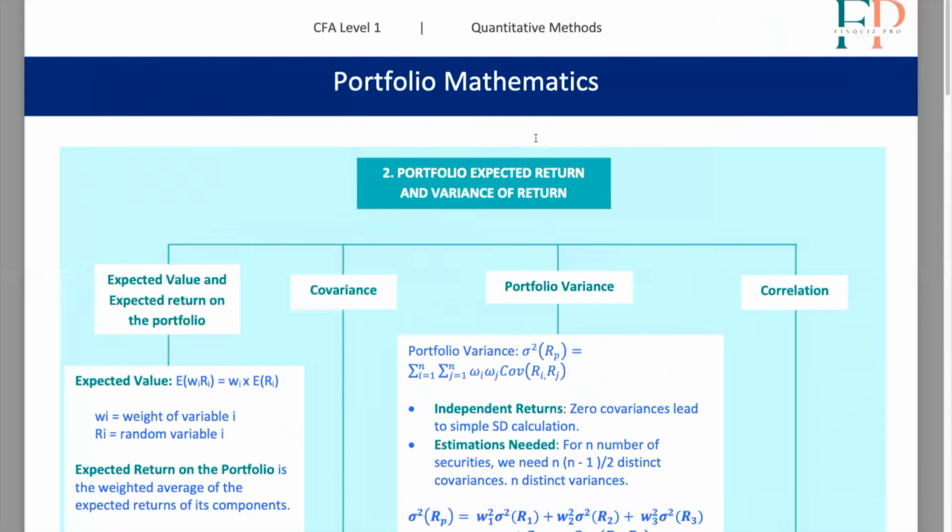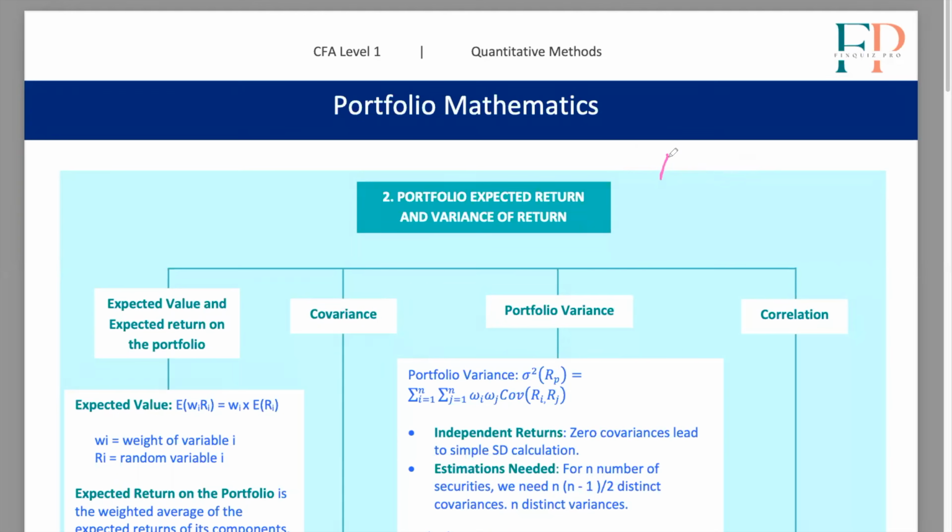Make sure to review your notes and practice these calculations from the CFA Institute's examples and end of chapter questions. Understand the relationships between expected return, variance, covariance, and correlation, and you'll be well on your way to mastering portfolio management.